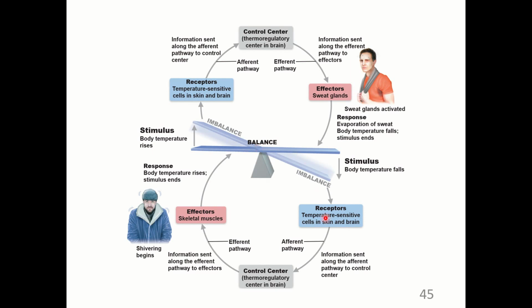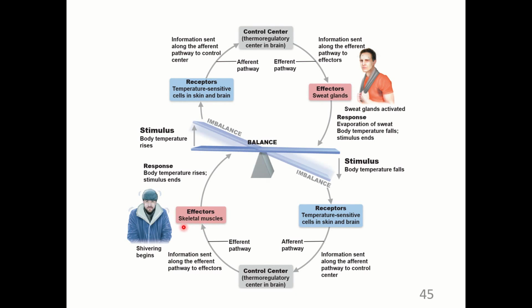Now let's look at the figure below our balance. Here we're getting too cold. So in this case, the stimulus is body temperature falls. The receptors, again, are temperature-sensitive cells in your skin and brain, so cutaneous receptors. They will carry that information along the afferent pathway towards the control center, which will be the thermoregulatory center in your brain, or hypothalamus. Then the information from the hypothalamus will be sent along efferent pathways towards the effectors. In this case, the effectors are the skeletal muscles.